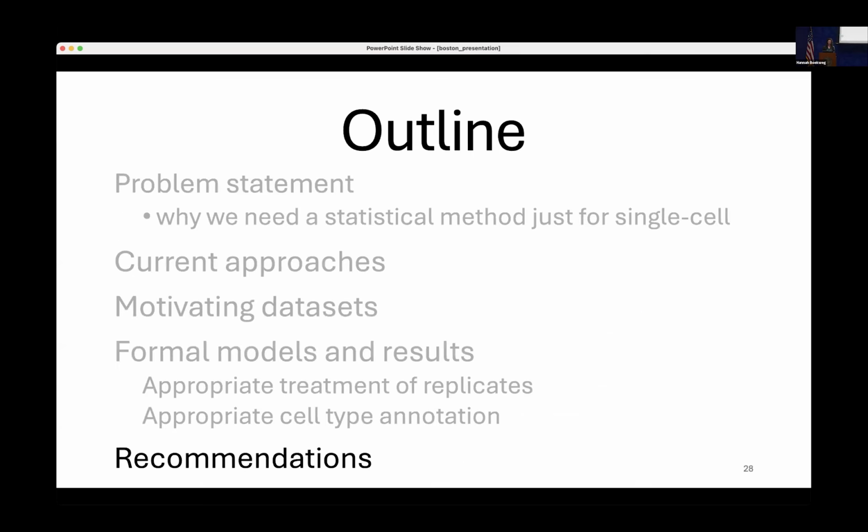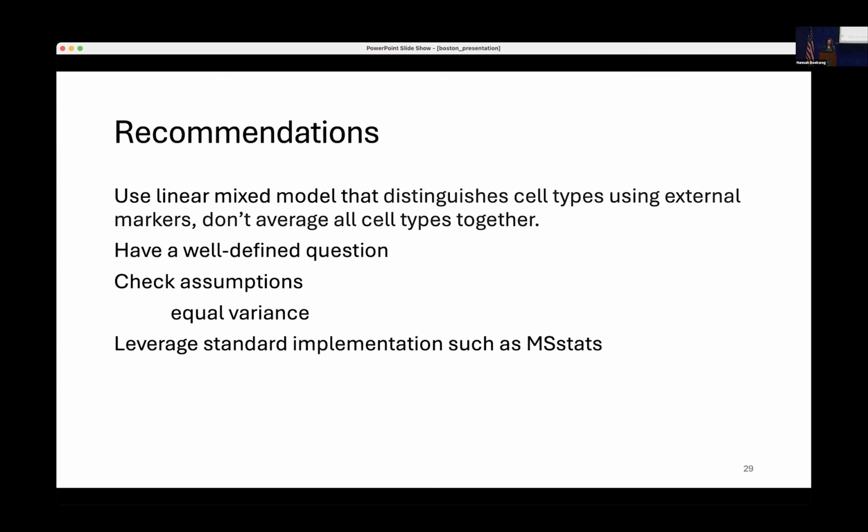All right, so I'll leave you with our recommendations. We recommend using a linear mixed model that distinguishes cell types using external markers and not just averaging all your cell types together. We recommend you have a well-defined question, because as you can see, there are a lot of questions and a lot of different models you can use. And so if you just go and use all of them, you'll get into p-hacking territory where you just go and go until you find an answer that you like.